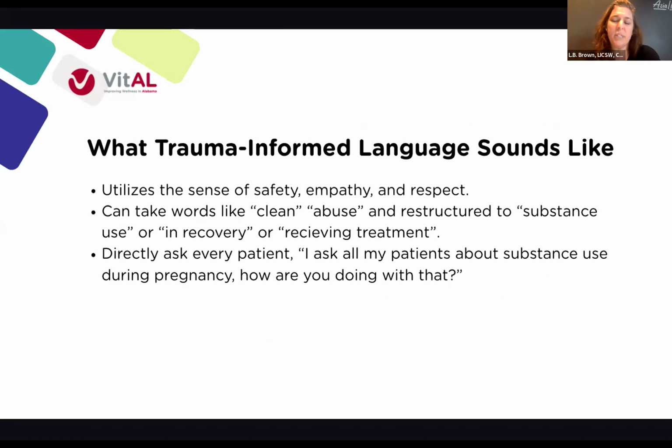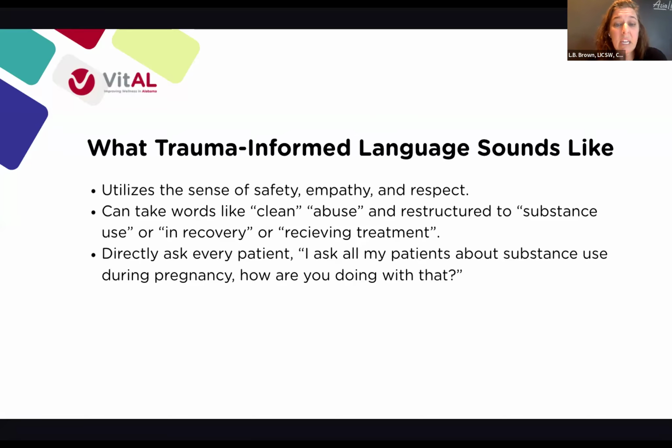And just a quick note: when I spoke about motivational interviewing, I also want to throw in some trauma-informed language that can really wrap into motivational interviewing, using a sense of safety, empathy, and respect with your patient. It helps us transition from using words like clean or abuse to more like substance use, in recovery, or receiving treatment. So words matter, right? This just takes that and restructures it.